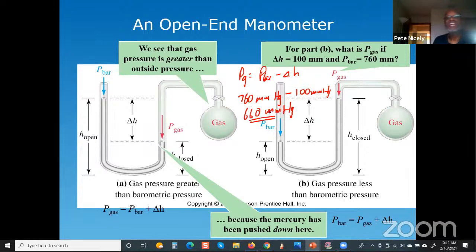All right. So that's basically how you would calculate delta H. I'm sorry, not delta H, the pressure of the gas in this case. All right. Okay. Any questions about the open end manometer or even the closed end manometer? Any questions?